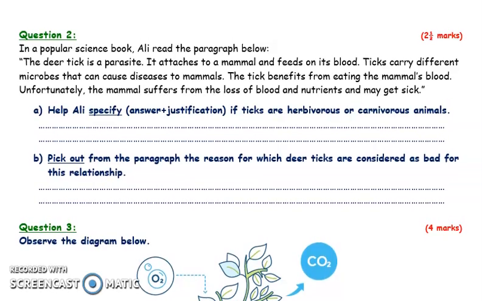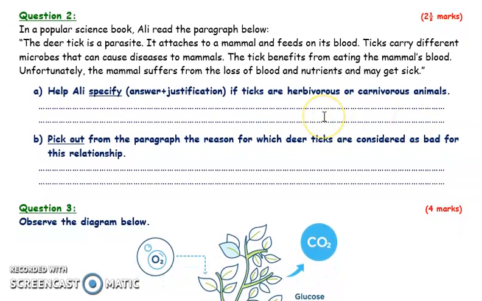Question number 2, it's about the deer tick. In a popular science book, have you read the paragraph below? The deer tick is a parasite. It attaches to a mammal and feeds on its blood. So the deer tick sucks the blood of a mammal. Ticks carry different microbes that can cause diseases to mammals. The tick benefits, the tick is happy from eating the mammal's blood. The mammal suffers from the loss of blood, so the mammal is losing its blood, and it may get sick from the microbes that the deer tick is carrying.